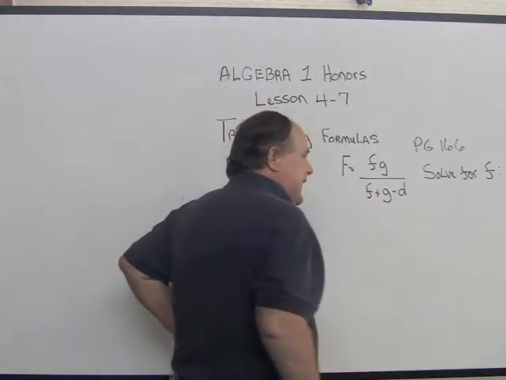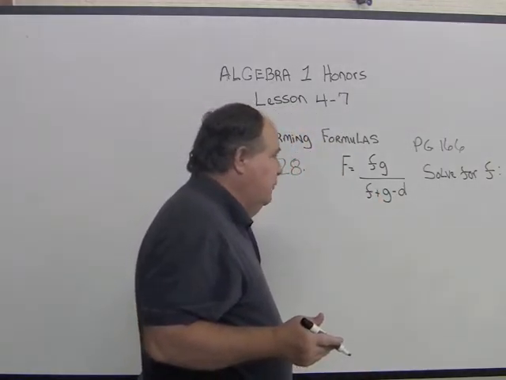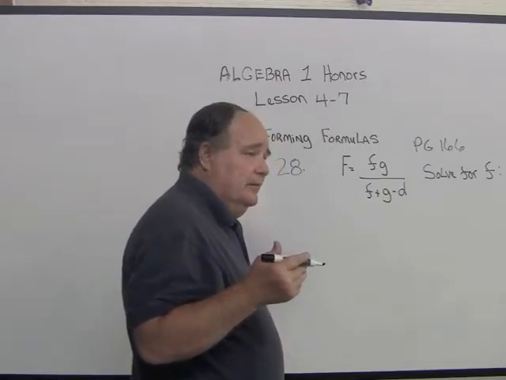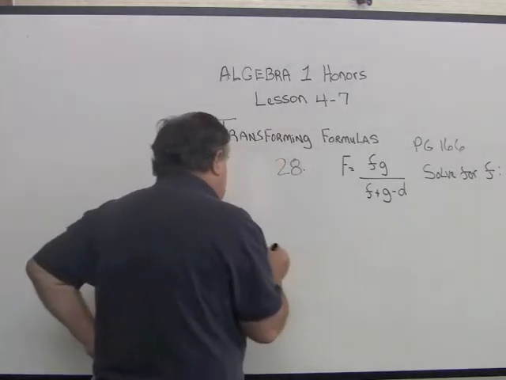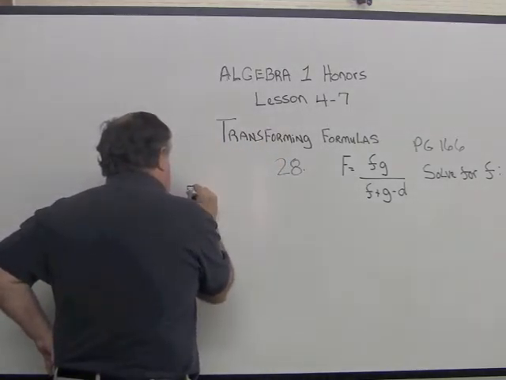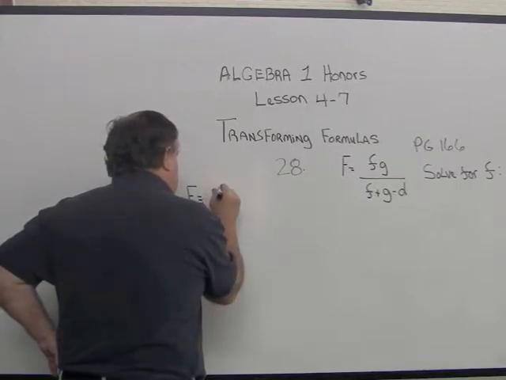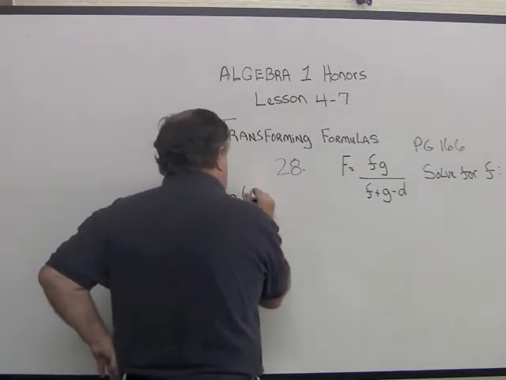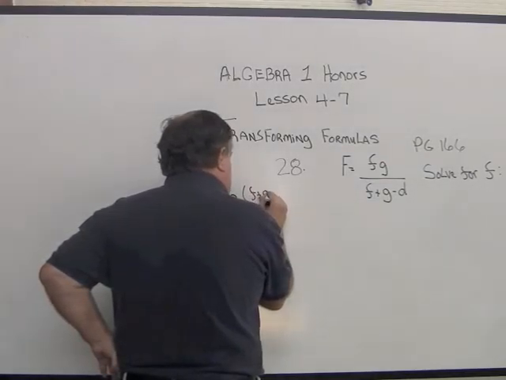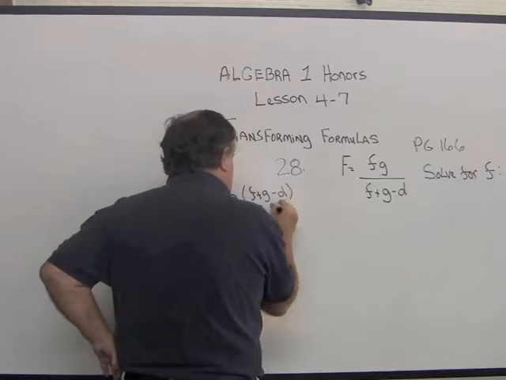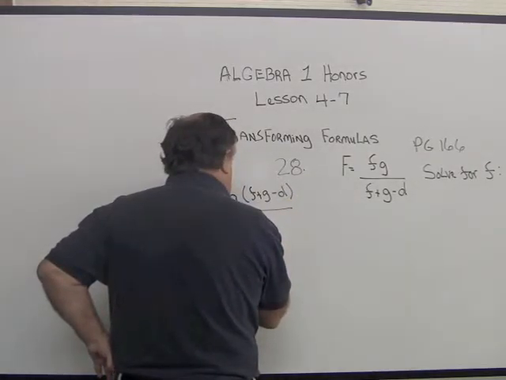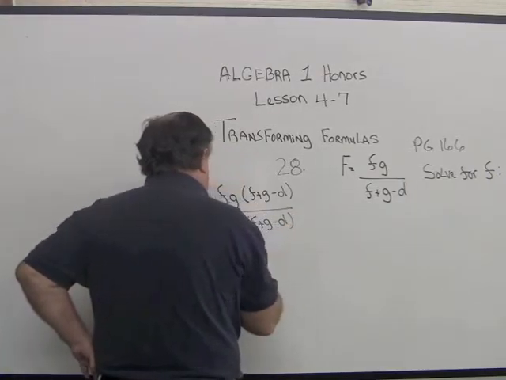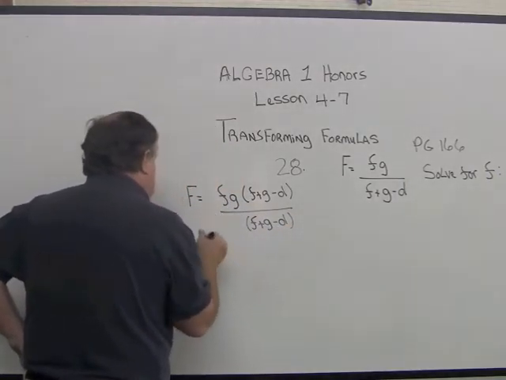Since we have a denominator, we'd like to clear that denominator. One way to get rid of a denominator is to multiply the numerator by that denominator. So I'm going to say F equals Fg times (F plus G minus D) over F plus G minus D. Because I did it to one side, I have to do it to the other.